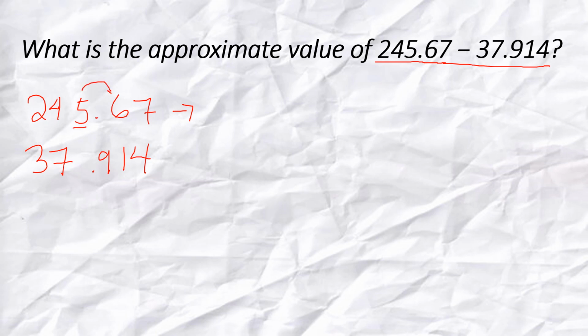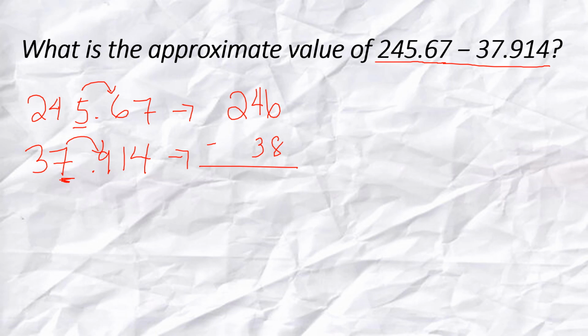The number beside it is 6. So we need to round up. So it will become 246. For the next number, we have 37.914. So this is 7. The number beside it is 9. So we need to round up again. So it will now become 38.